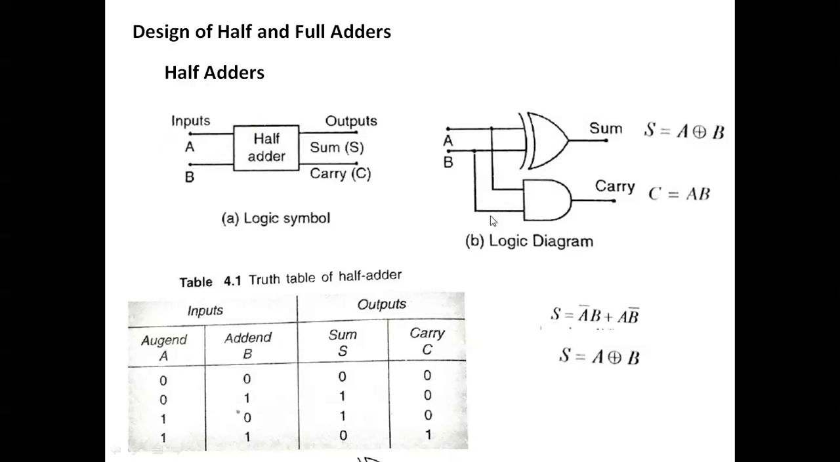Actually, for VHDL coding, you can write it in three parts: one is data flow, another is behavioral, and the other is structural. For the data flow model, they write the Boolean expression, for the behavioral model they write the truth table, and for the structural model they write the logic diagram.